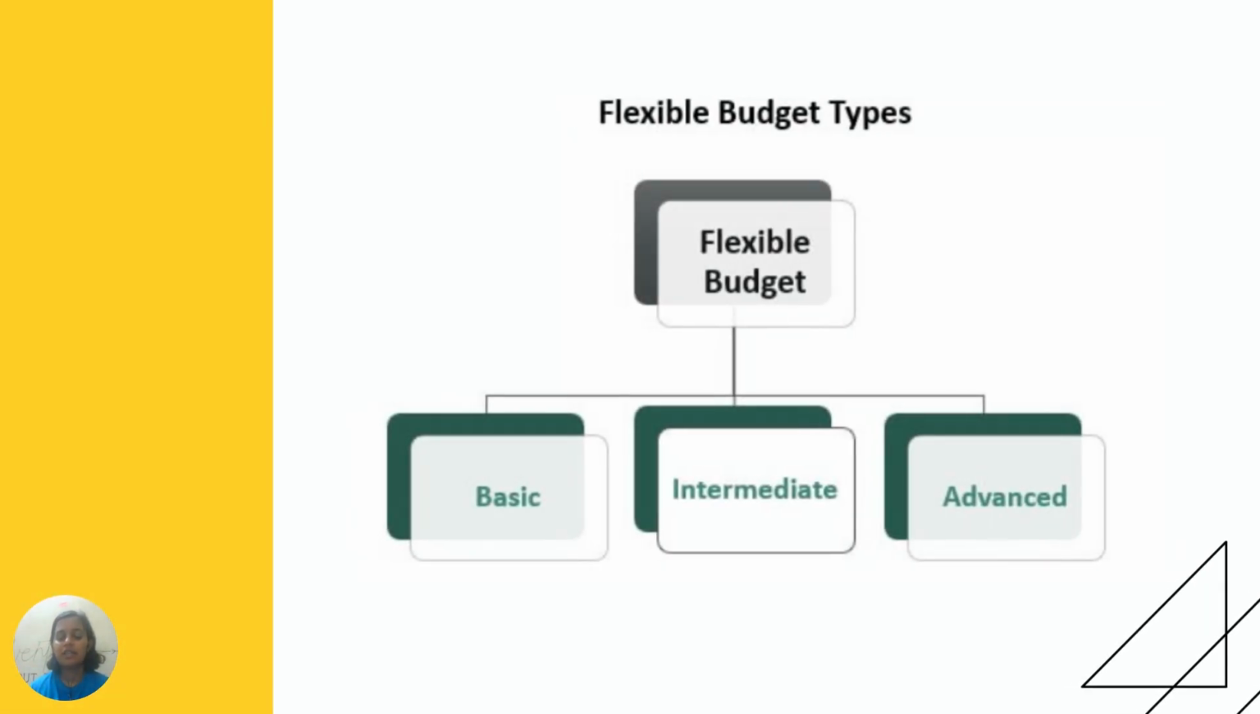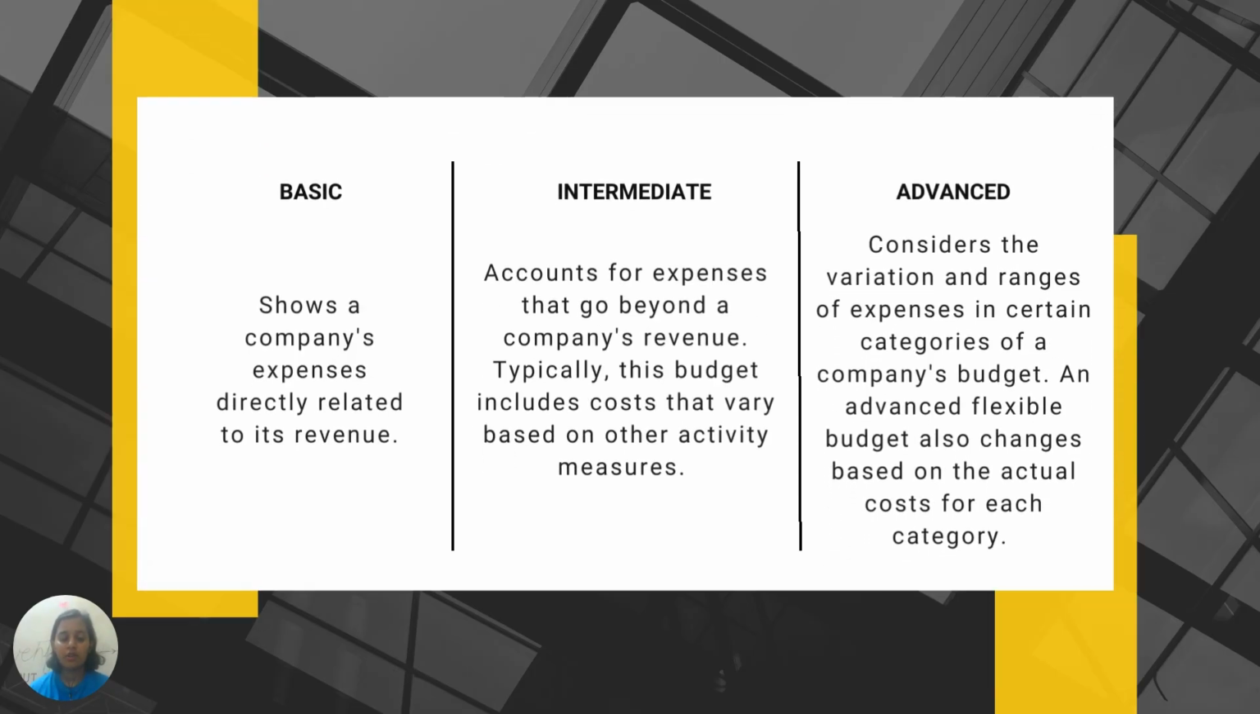Next, let's see what are the types of flexible budgets. There are three types of flexible budgets. First one is basic, the second one is intermediate, and the third one is advanced. So now let's have a look at all the three types in detail. The first one is basic.